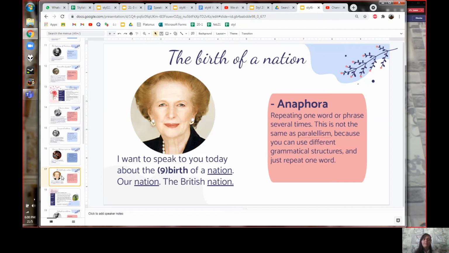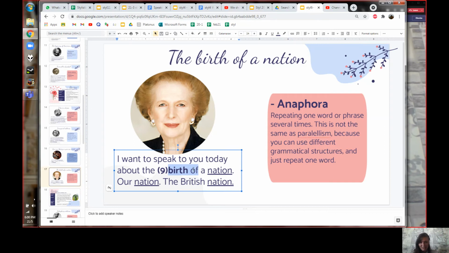The last one, this is Thatcher. The birth of a nation, our nation, the British nation. Maybe the first time you see this, you'll think, well, this is parallelism, right? But it's not quite parallelism, because parallelism is repeating the grammatical structure, and this is not a repeated grammatical structure. See? The birth of a nation, it's noun, preposition, nation.